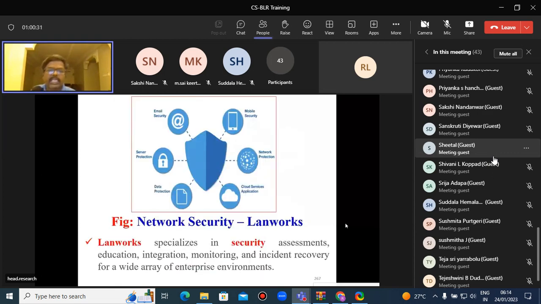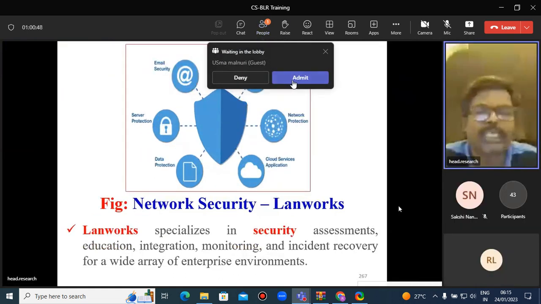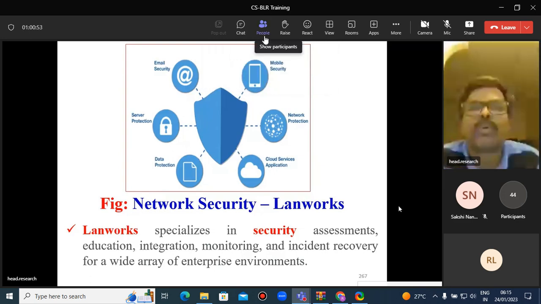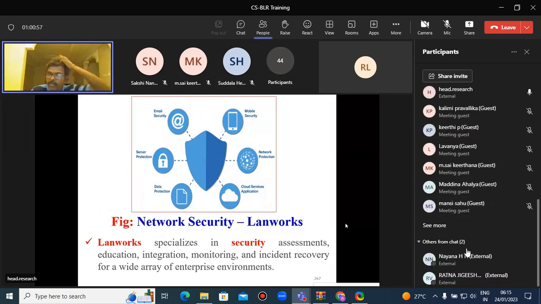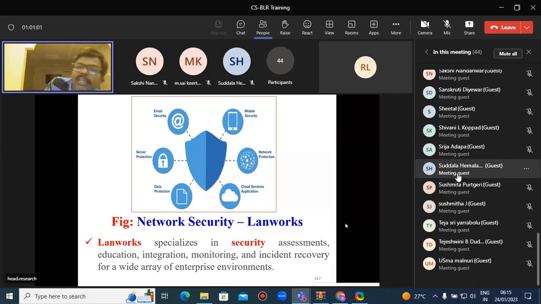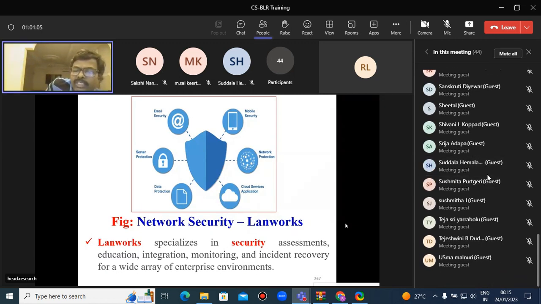So if you see the diagram, how you are providing LANworks email security. For email, electronic mail, how you are providing security for the email account, like a Gmail account. The Gmail company, the Google company, they are providing security for Gmail. Mobile security: how you are providing security for the mobile. Then network protection: at the network level, how you are protecting the data. Cloud services application: whenever you are connecting to the internet, the internet is a network of networks. So whenever you are connecting to the internet, definitely there is a chance of getting viruses or attacks. So how are you providing security for the cloud service application?